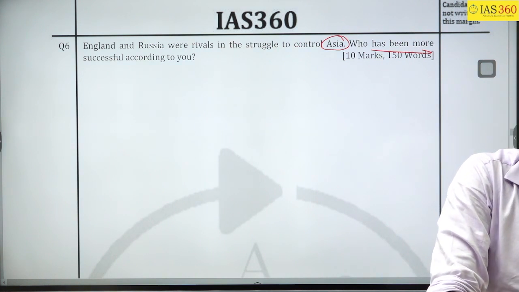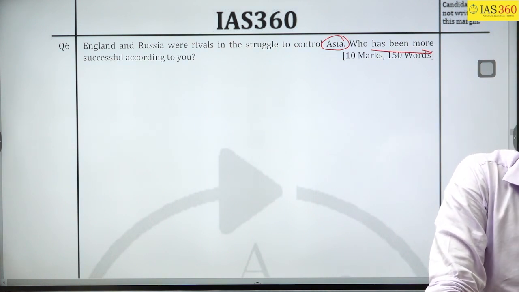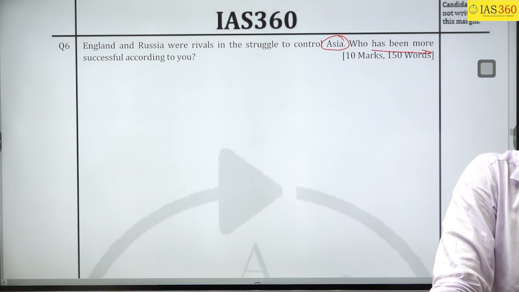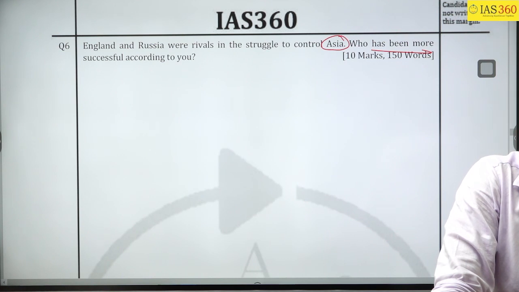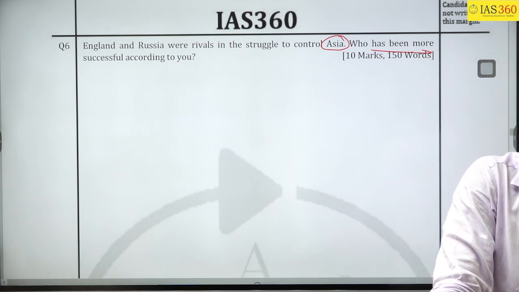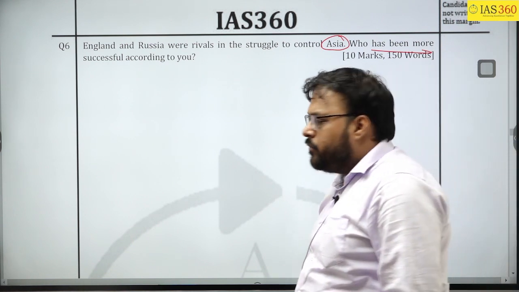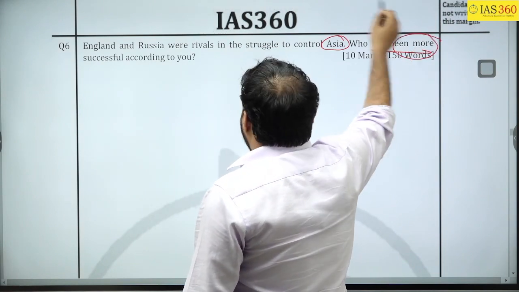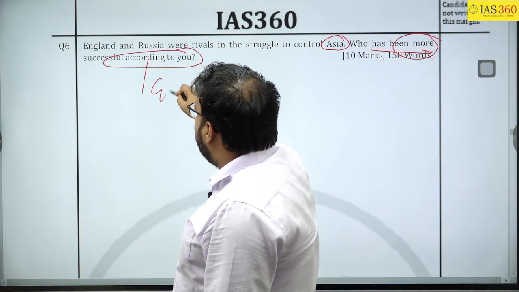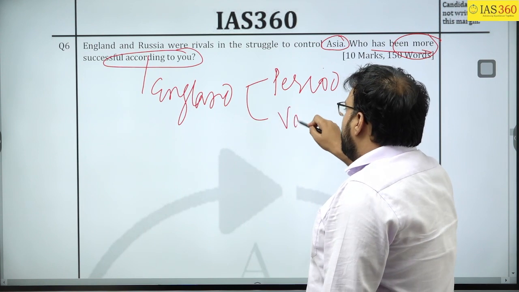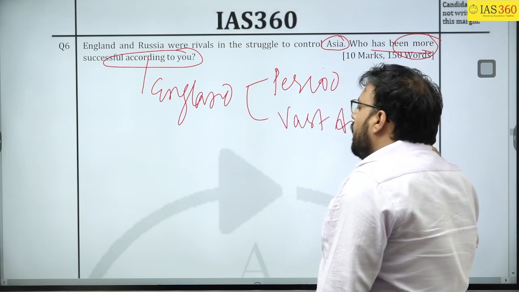England was more powerful. But now if I ask you, in terms of area under control, Russia or England? Do you find that Russia has even entered the Southeast Asian countries? No. In terms of area, bhai, Bharat hai. In terms of area also, you will find that England is more powerful. Therefore, after mentioning this, you can say that, according to you, England was successful because of the period and because of the vast area of their colonies in Asia.